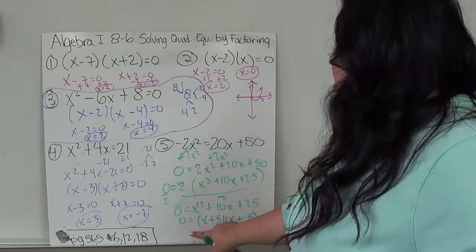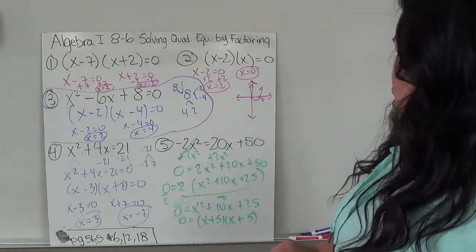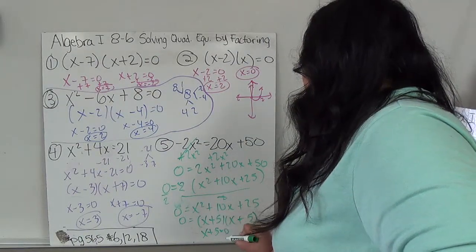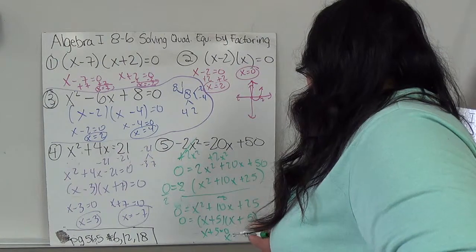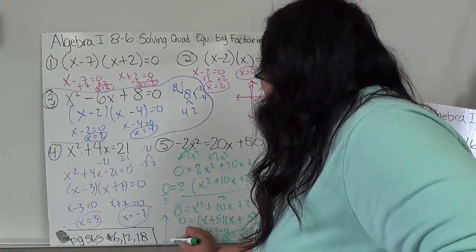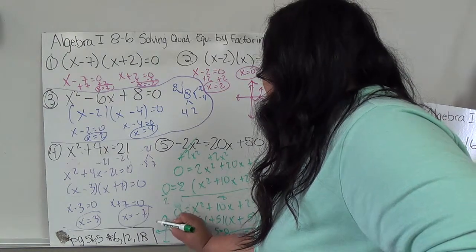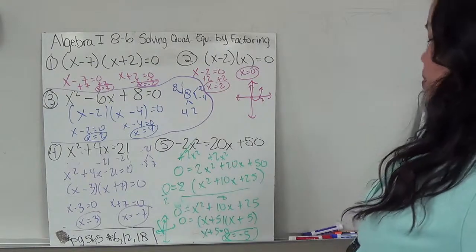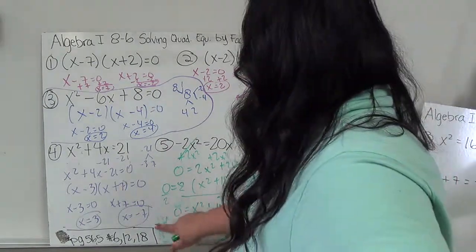So that means this one actually has only one solution, because since they're the same, I just have to do x plus 5 equals 0, which gives me x equals negative 5. So what that means is when it's on the graph, at negative 5 is the vertex. That's what that means, right? You don't have to worry about writing that.